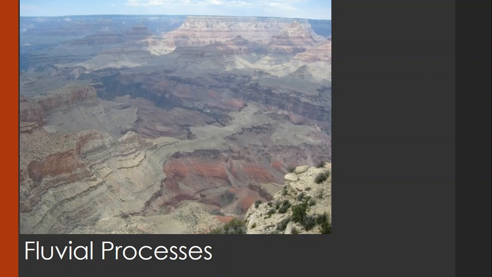So when we talk about fluvial processes, we're talking about the overland flow of water, which we most often think of as rivers, but we have other types of overland flow of water as well. Here we're looking at a picture of the Grand Canyon, which was carved out entirely by overland flow and by the Colorado River. And so we're going to talk about how that happens.